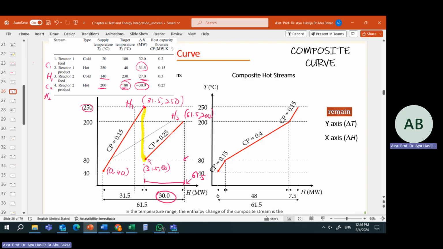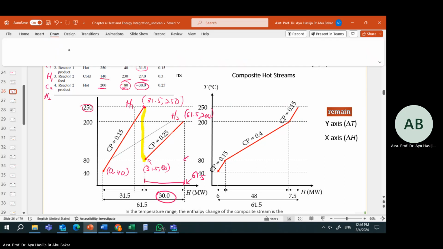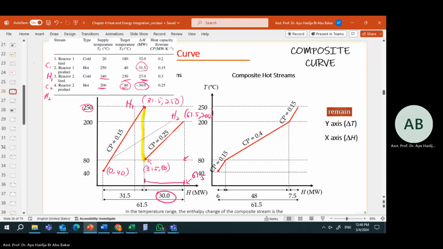Now, how do we want to combine these two? This part, the top one, we will move to this point. We move it to the end of H2.